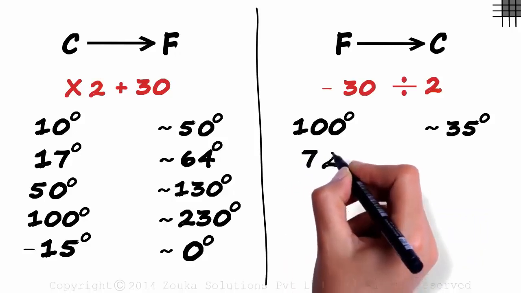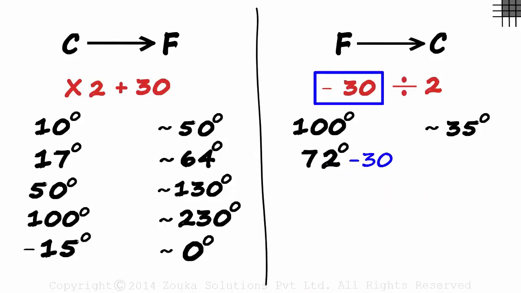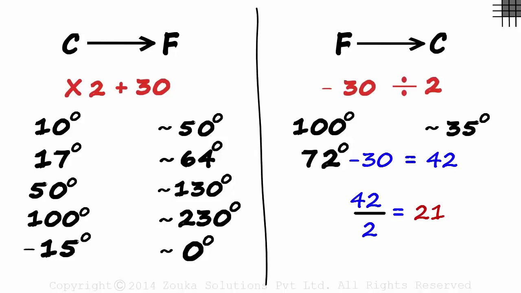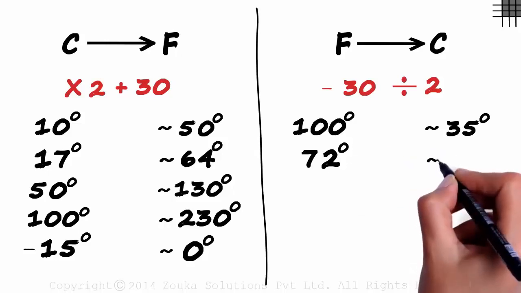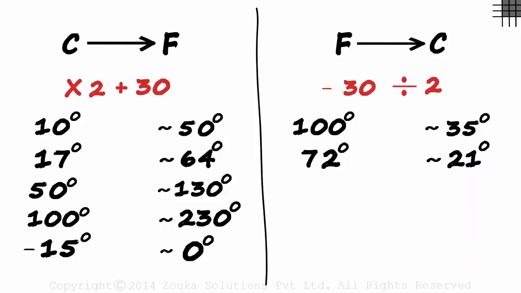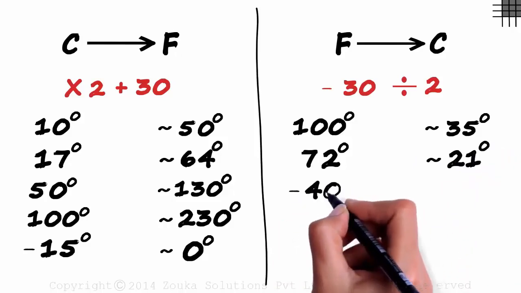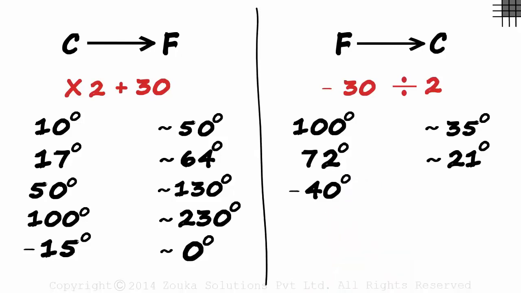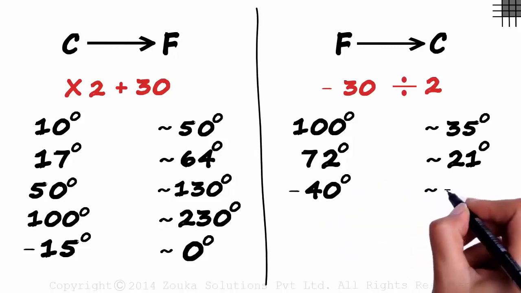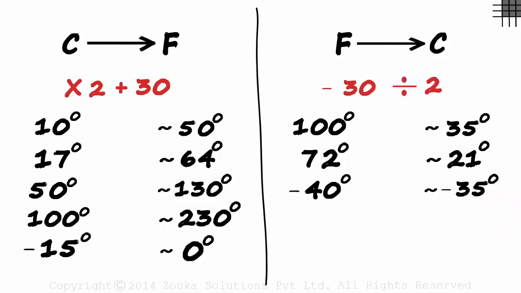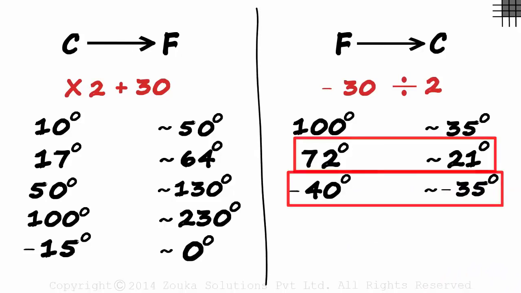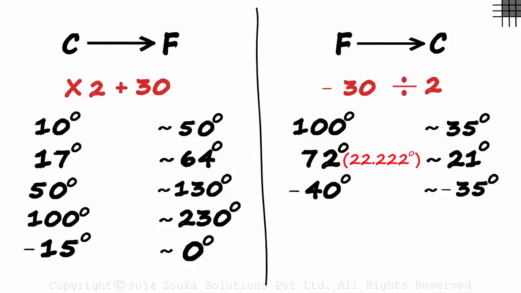What about 72 degrees Fahrenheit? Subtract 30 and get 42. 42 over 2 is 21. 72 degrees Fahrenheit is approximately equal to 21 degrees Celsius. Now let's try converting minus 40 degrees Fahrenheit to Celsius. Subtracting 30, we get minus 70, and dividing it by 2, we get minus 35 degrees Celsius approximately. The exact value in these two cases is 22.222 degrees Celsius and minus 40 degrees Celsius. A very small degree of error in each case.